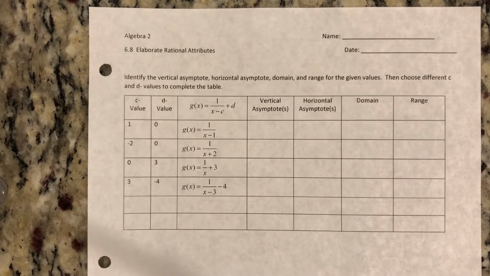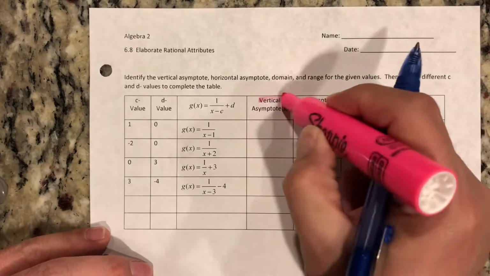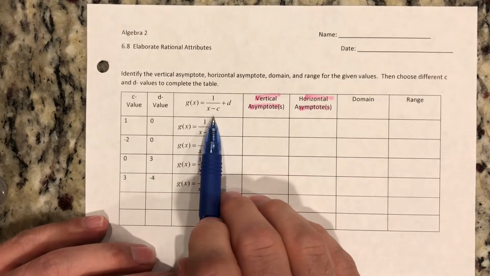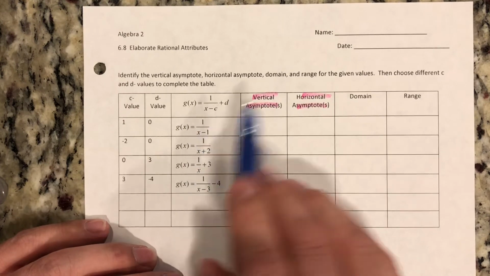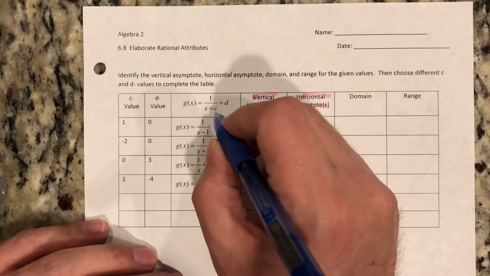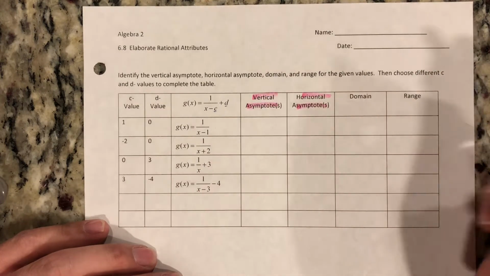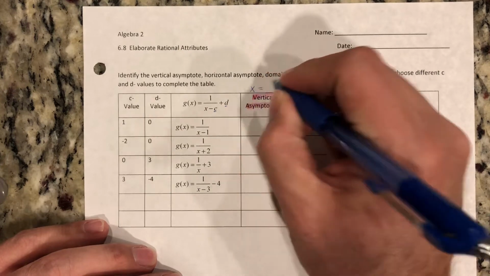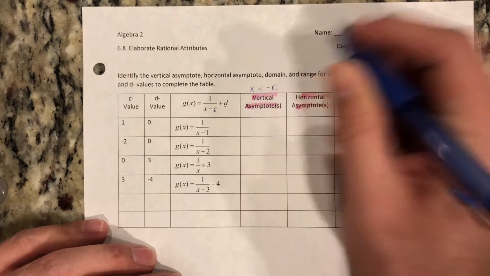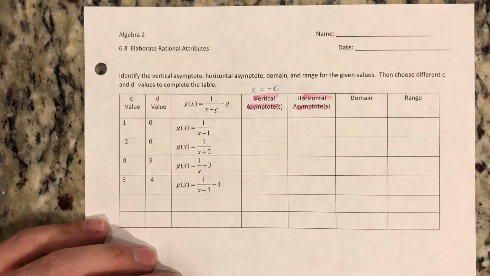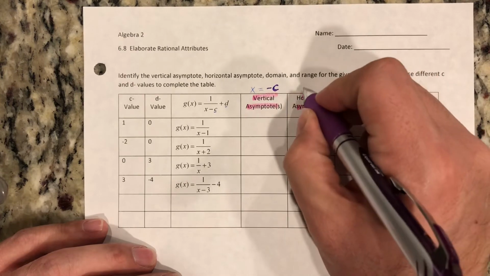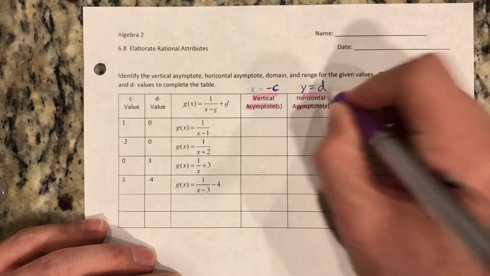All right, if we are identifying the vertical and horizontal asymptotes, the first thing we need to find out is, when it's written in a transformational form like this, we're looking at the C and the D values. So the vertical asymptote is going to be x equals negative C, because we're going to take the opposite of that C value. And then for the horizontal, it's going to be y equals the D value.